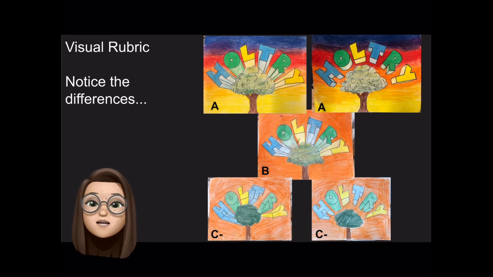Last thing I want you to look at is this visual rubric here. So notice the main differences between the A projects, the B projects, and then the C- projects. The A projects have all the orthogonal lines drawn in correct perspective. The coloring is really neat. It makes the letters stand out. And the background is not just a plain color. It's been faded. It's got a cool design to it.